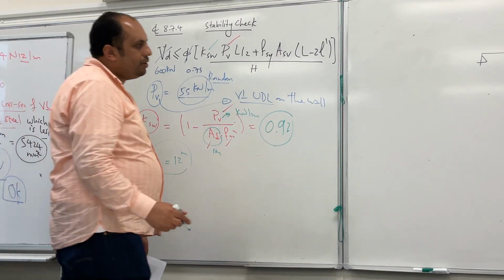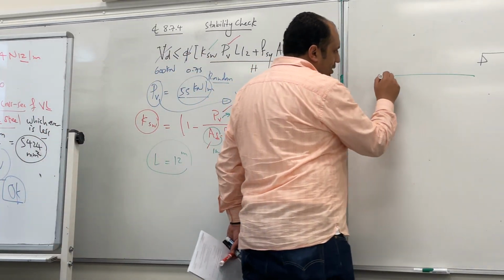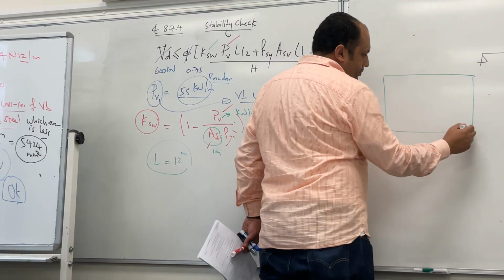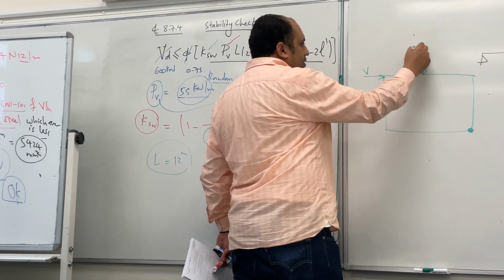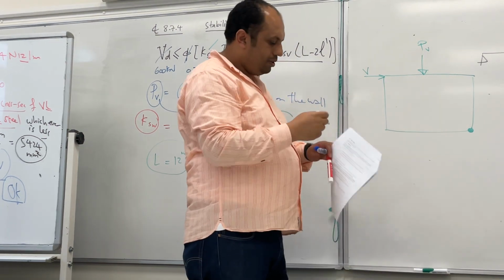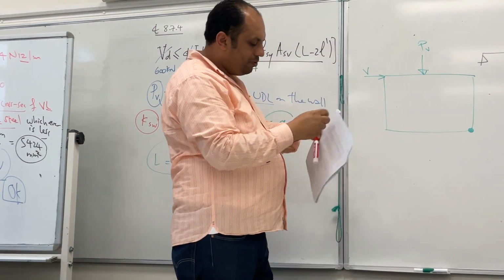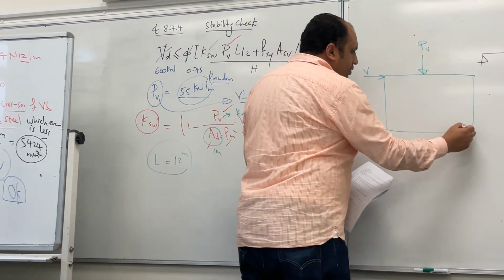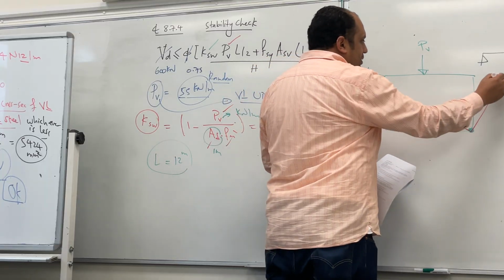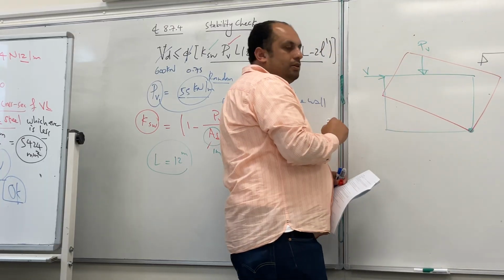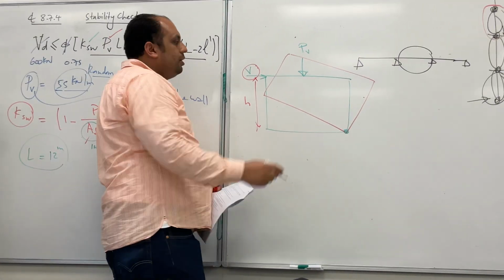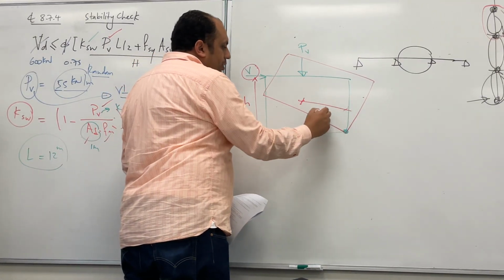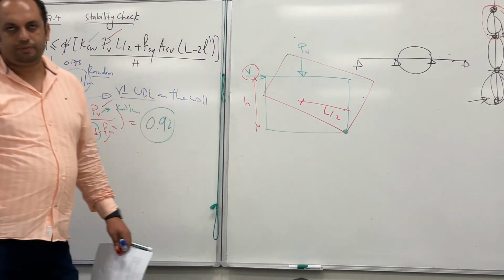Okay, just a reminder of the point: overturning. Yeah, it is this point. So we have V and we have what? PV. So actually we are worried about overturning of this wall around this point, right? So V will be multiplied by the height h, and PV will be multiplied by half of the length.